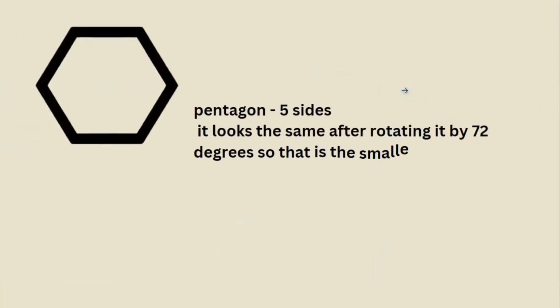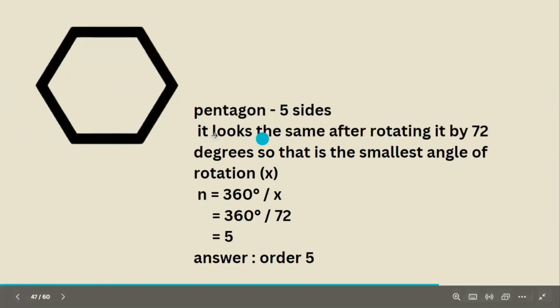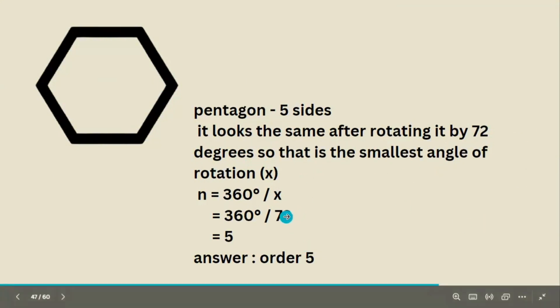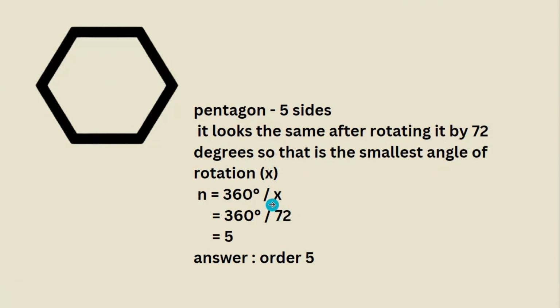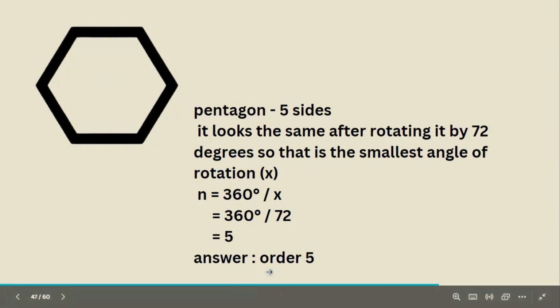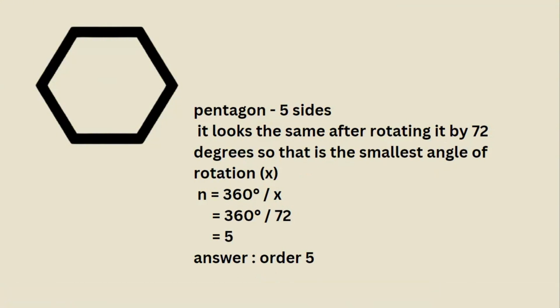Okay. A pentagon looks the same after rotating it by 72 degrees. So that is the smallest angle of rotation. So we replace x with 72. X becomes 72. Then 360 divided by 72 is 5. So pentagon has order 5.